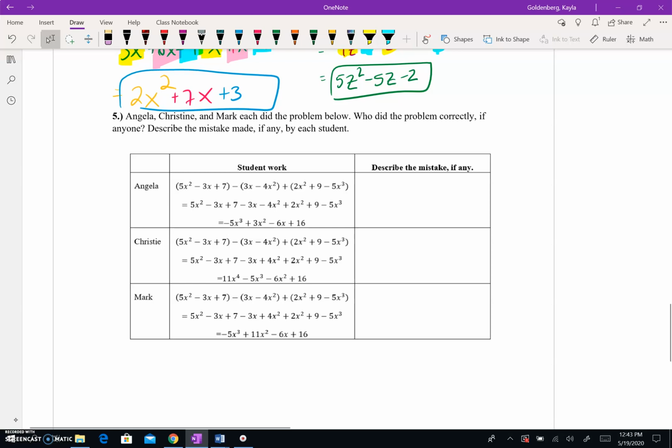Oh, that's kind of funny. It should be Christine. I stole this problem from somewhere else. Looks like maybe she goes by the nickname of Christy.